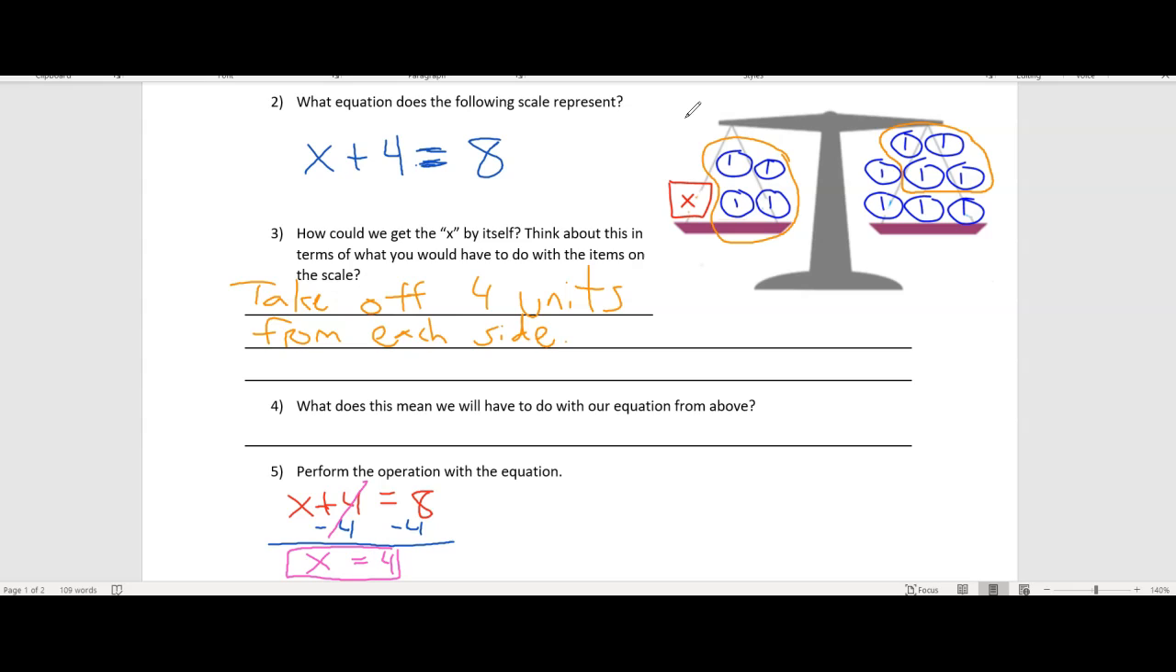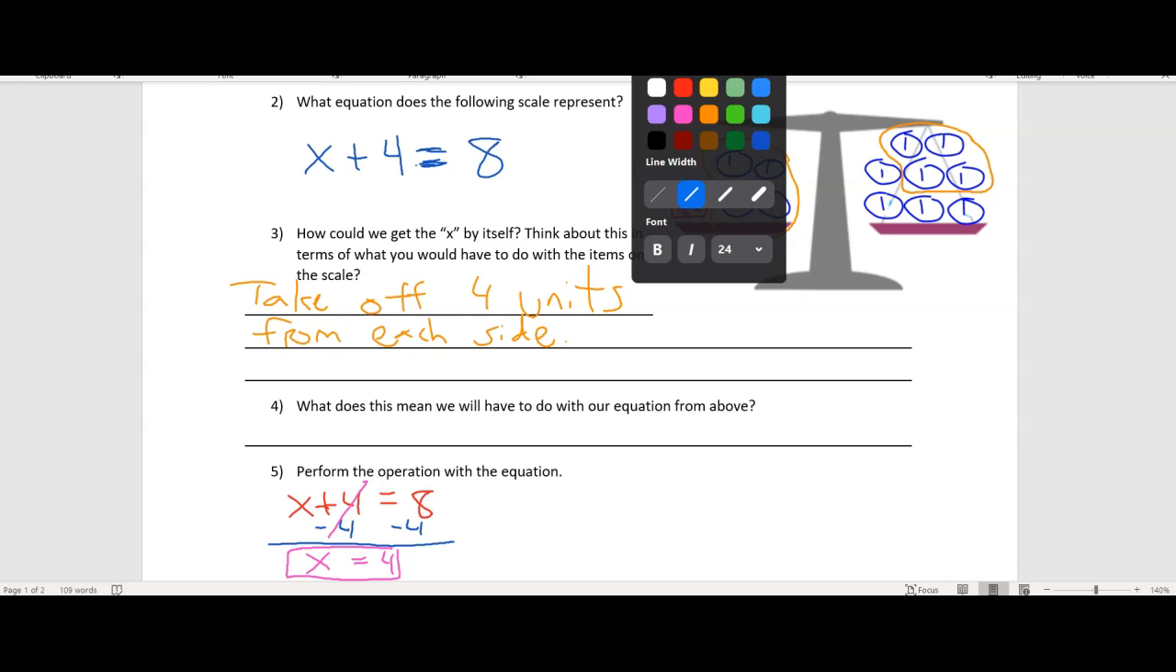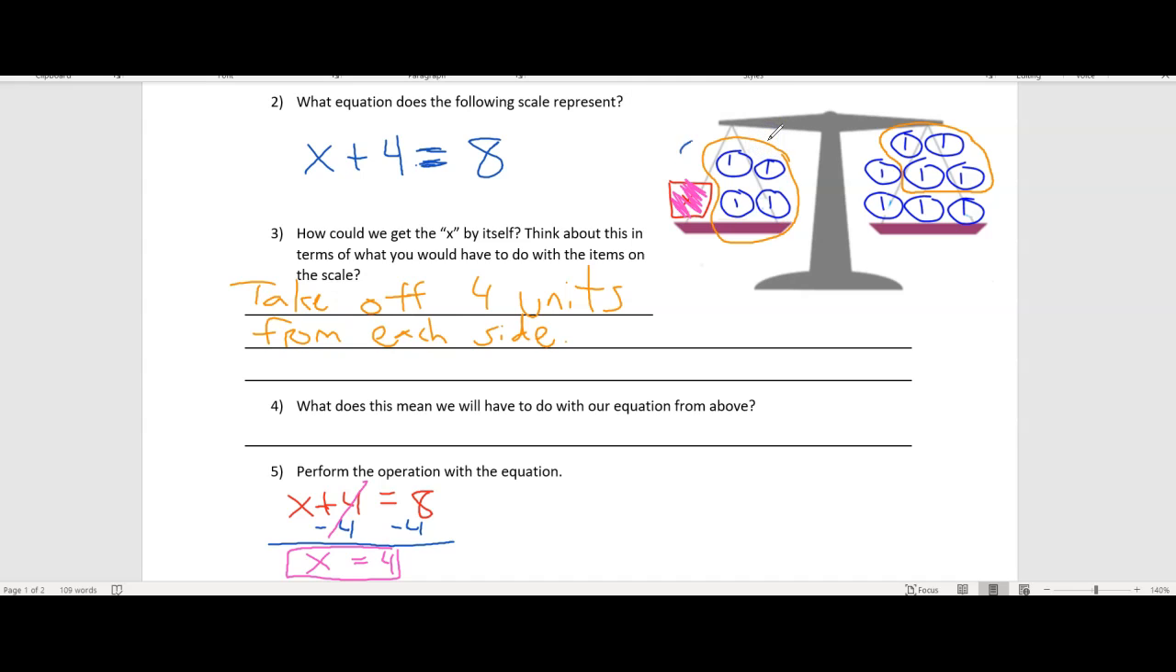And you can think about this in terms of the scale. If I get rid of this x and I replace it with 4 units, well, our scale would be balanced, right? I'd have 8 little unit circle-looking things on both sides, so both scales would be the same.